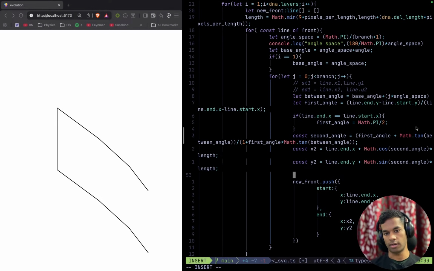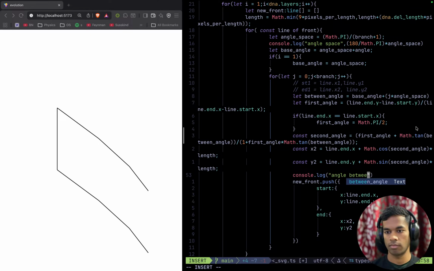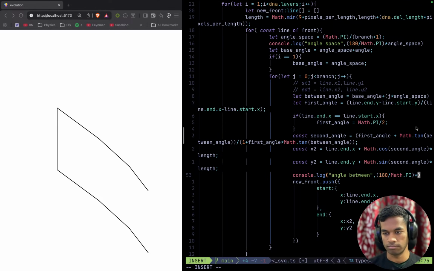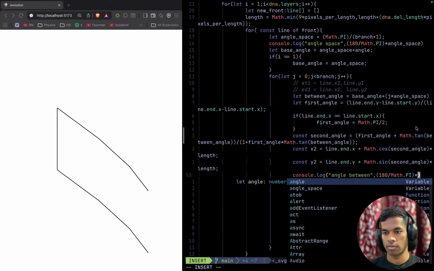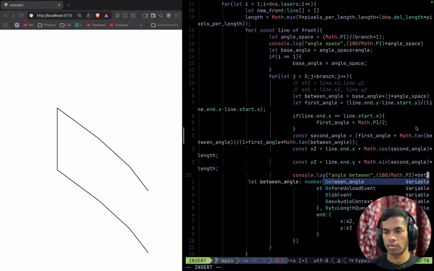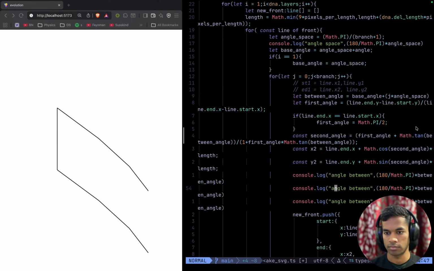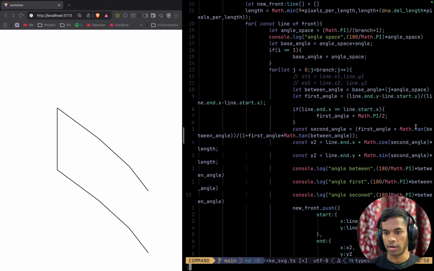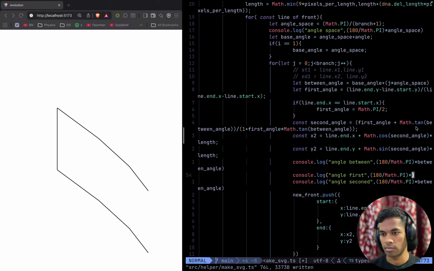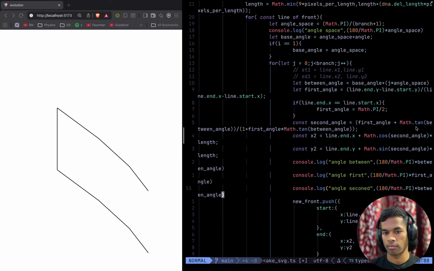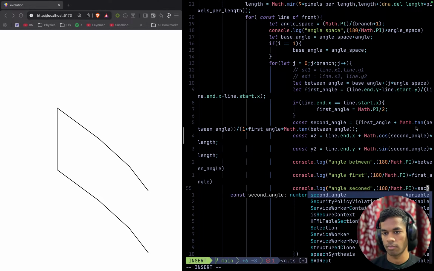Angle between first angle and second angle. Angle between, that would be 180 divided by math dot pi to convert it into degrees. Between angles, not angle between. And first angle, angle second with the wrong spelling, second angle.